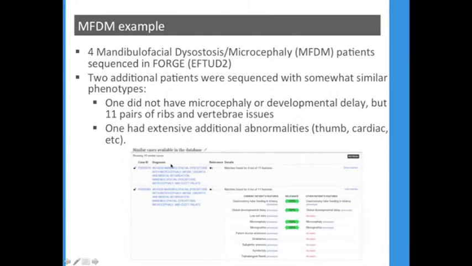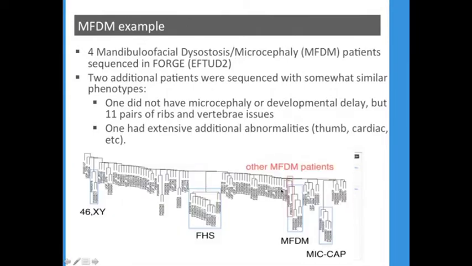When we entered both of these patients into Phenome Central, they clustered very nicely with all of the other MFDM patients, indicating that it was quite likely that these 2 patients also had MFDM. And upon sequencing, we noticed that both actually had mutations in the F2 gene as well. So these are also MFDM patients, but just with somewhat non-standard presentations of the disorder.